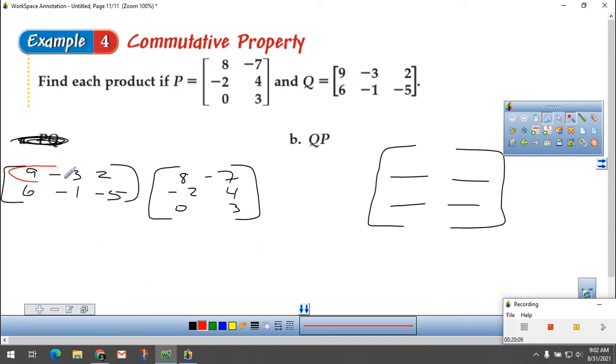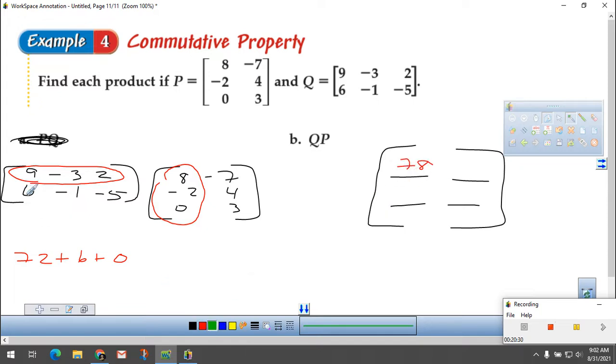So row times column. So that's going to be 9 times 8 is 72. Negative 3 times negative 2 is positive 6. And then 2 times 0 is 0. So 72 plus 6 is 78 plus 0, so that's going to be 78.